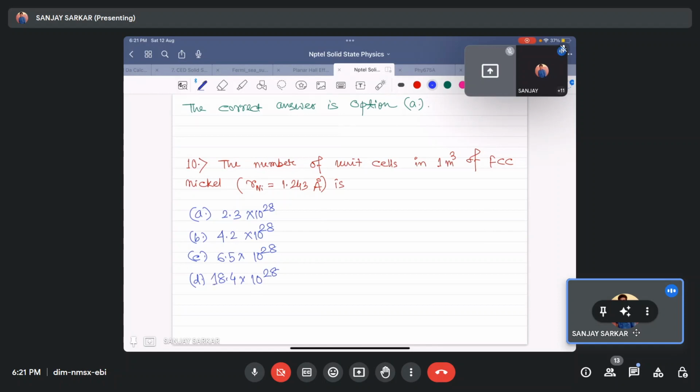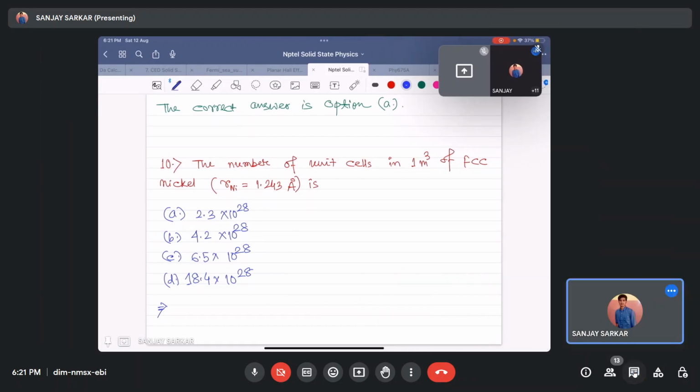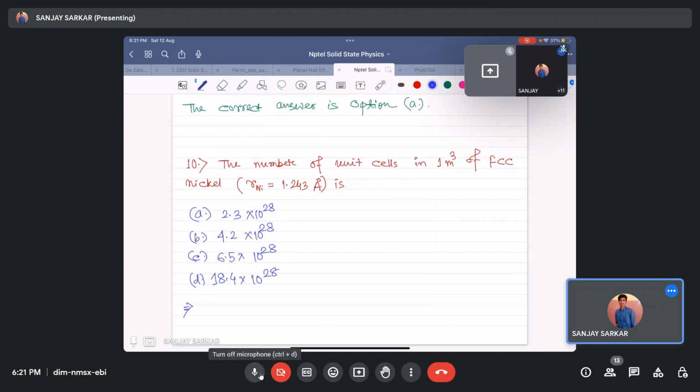So you have to calculate the number of unit cells in 1 meter cube of FCC nickel, where the radius of the nickel is given. I hope you can solve this question. Solve this, and meanwhile I'll go to bring some water. So you guys solve this question and let me know the answer in the chat box. I'll be back in 2 minutes.